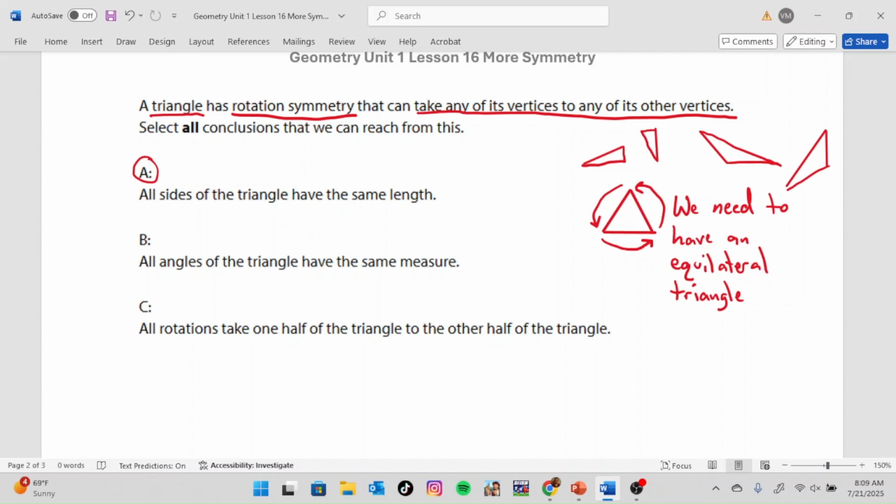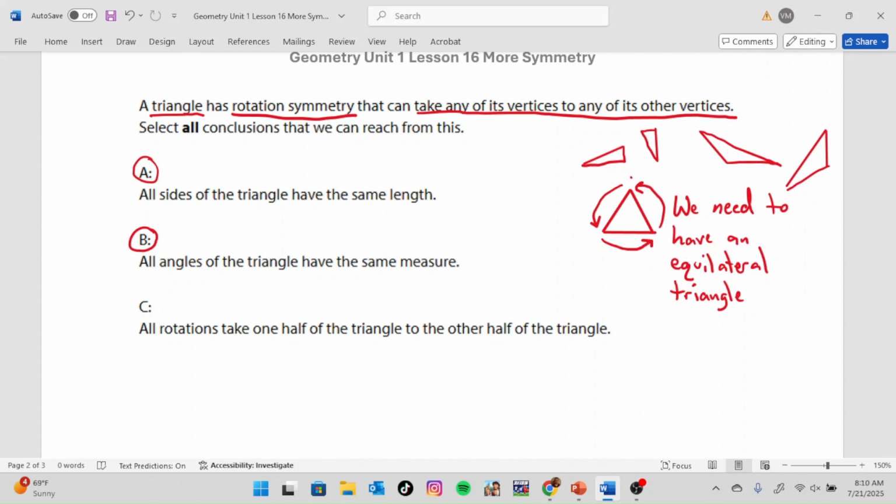Statement B, all angles of the triangle have the same measure. And with an equilateral triangle, that is also true. Option C, all rotations take 1/2 of the triangle to the other half of the triangle.